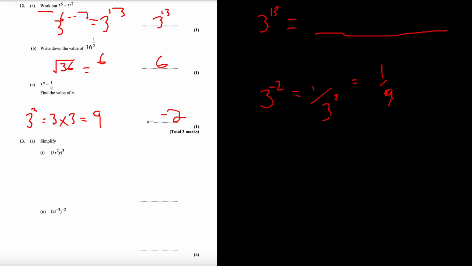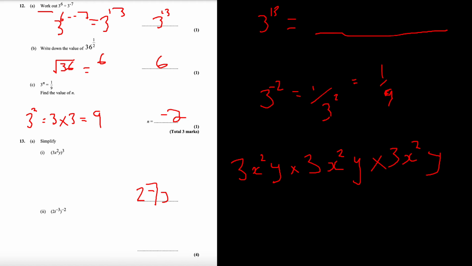Okay. Question number 13. So 3x squared y cubed, so it's 3x squared y times 3x squared y times 3x squared y. Multiplying each term separately, so multiplying the numbers together first. 3 times 3 times 3 is going to be 27. Then I've got x squared times x squared times x squared. I'm going to add the powers, so I get x to the 6. y times y times y is y cubed. So that would be my final answer, guys.